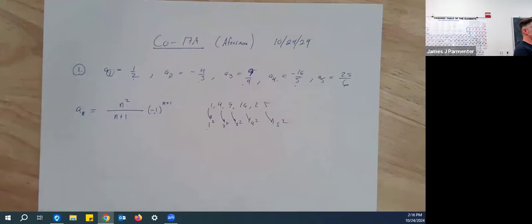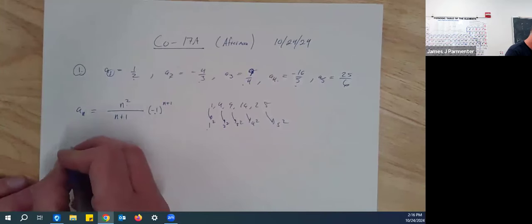That's the easiest way to deal with the alternating part. Just start off with -1 to the n, and if it's not right, make it -1 to the n plus 1. Or n minus 1 if you wanted to have some flavor, but really n plus 1 would be fine. Questions about this one?